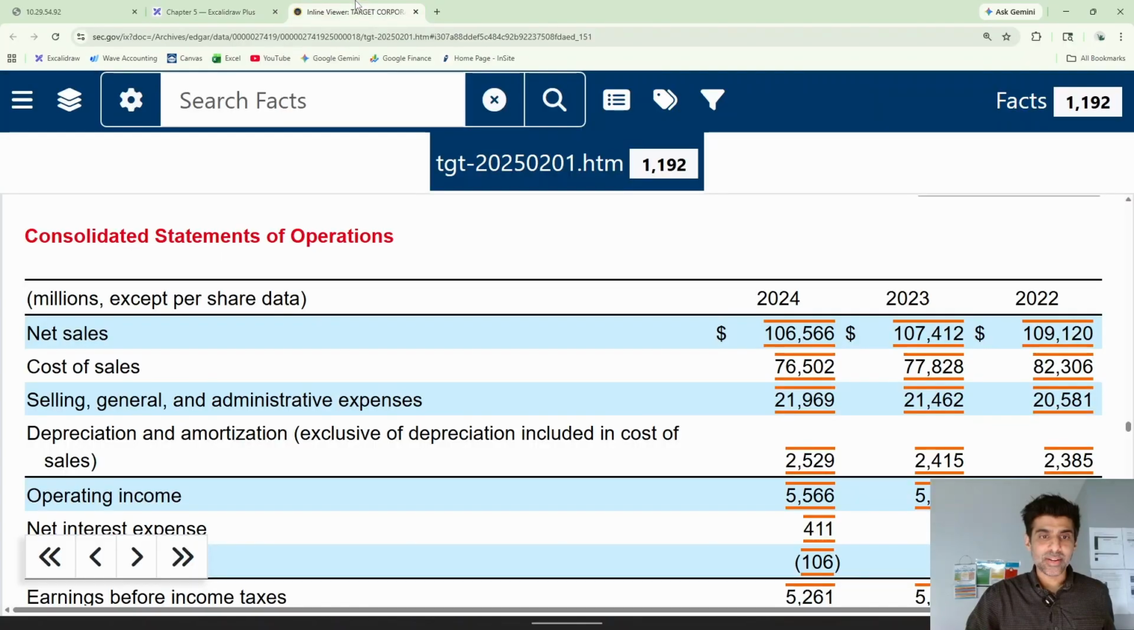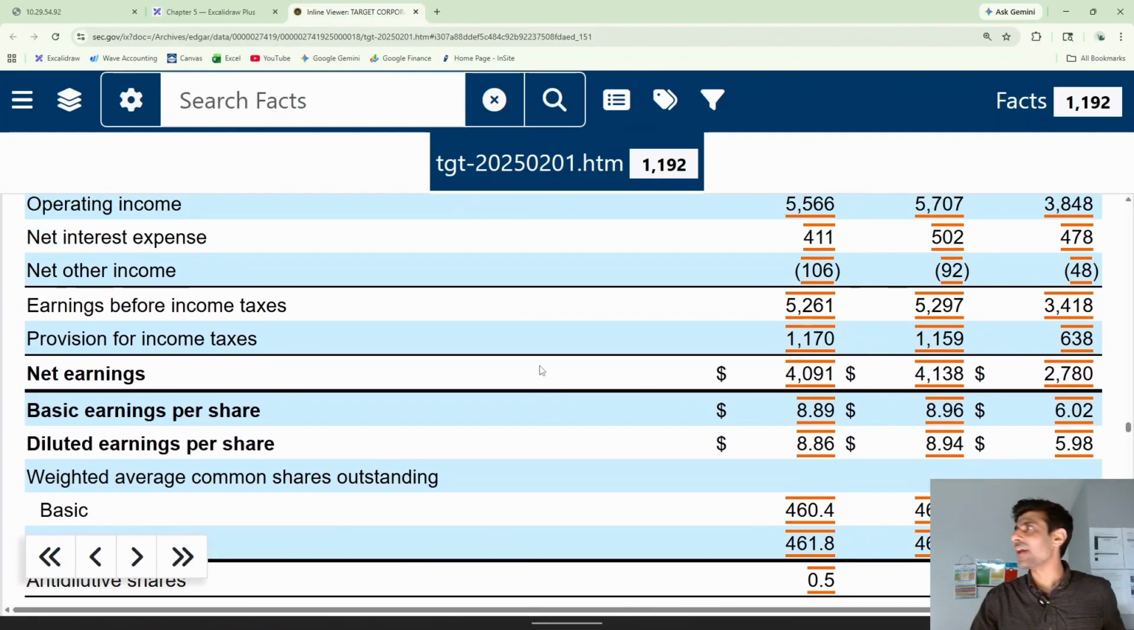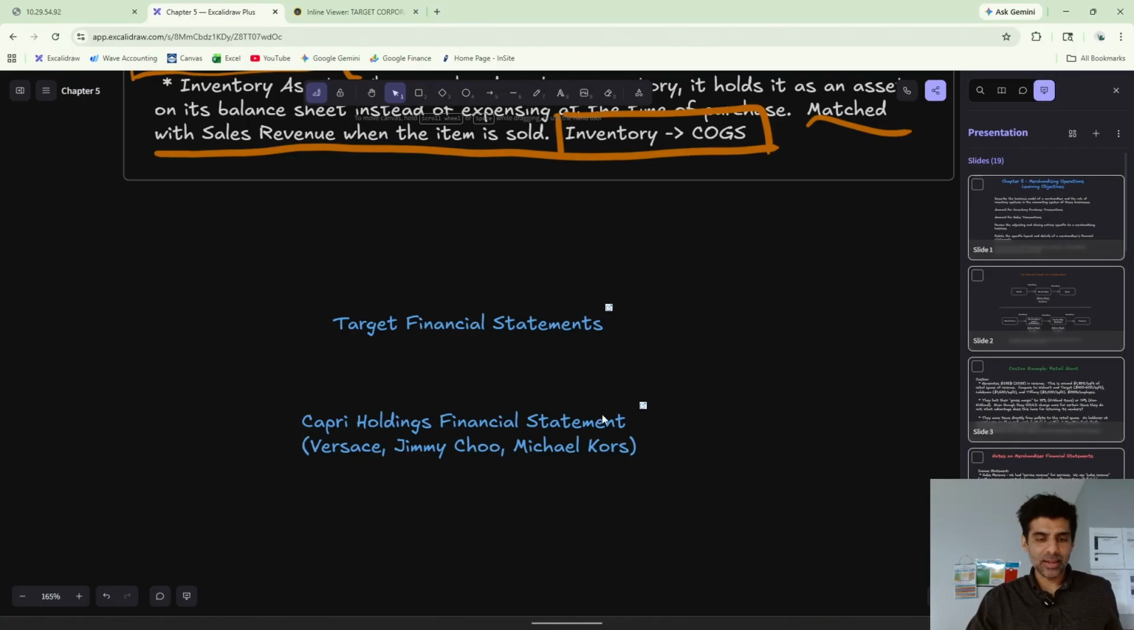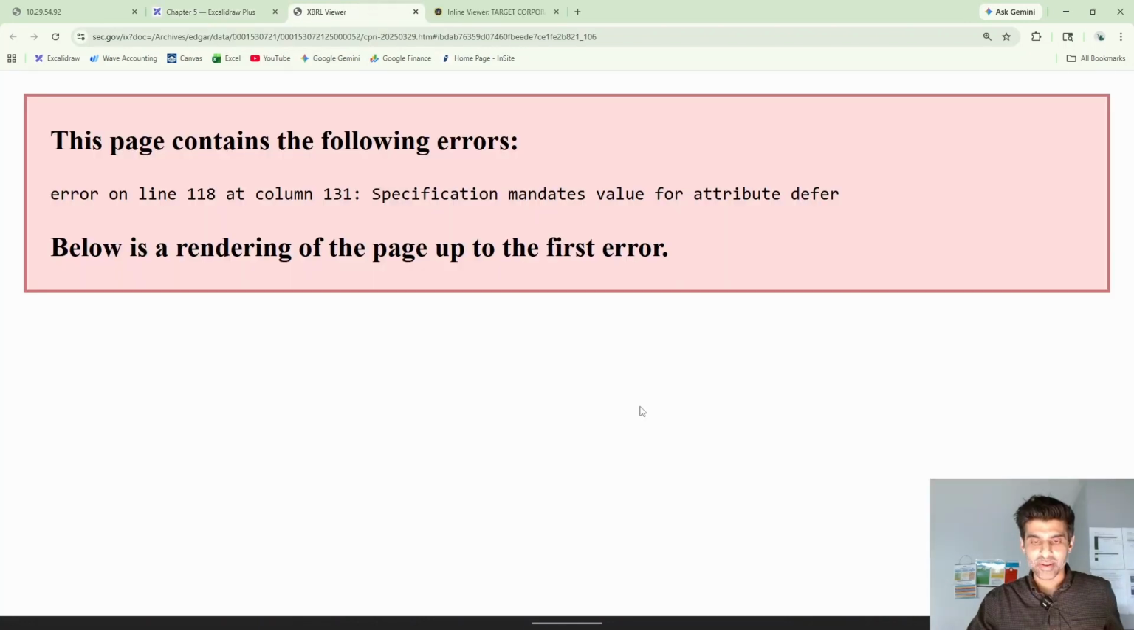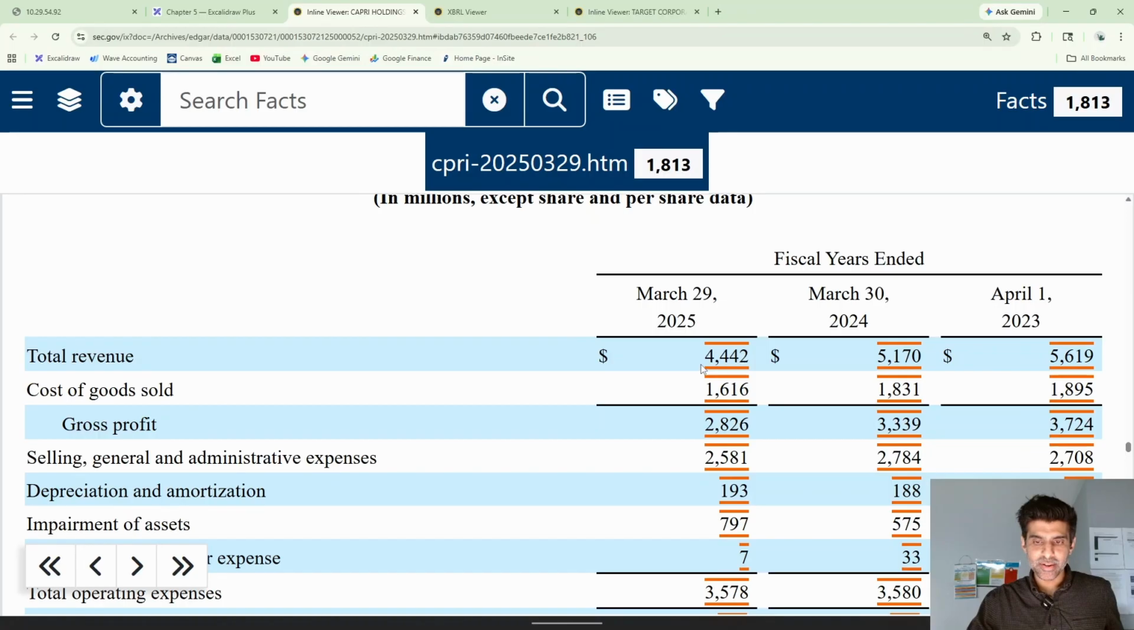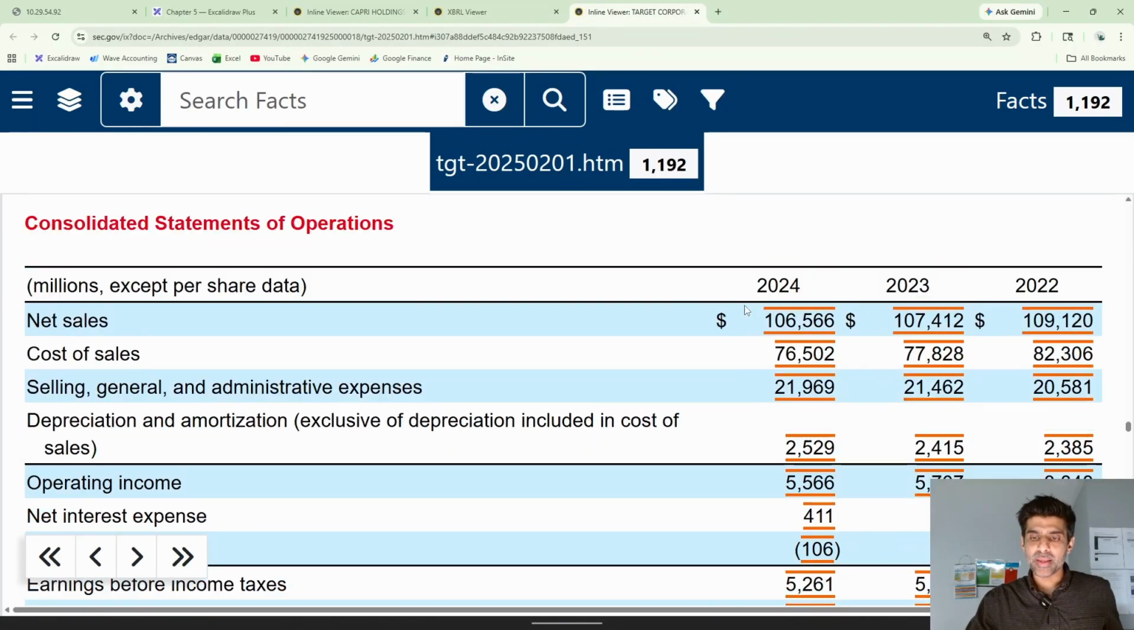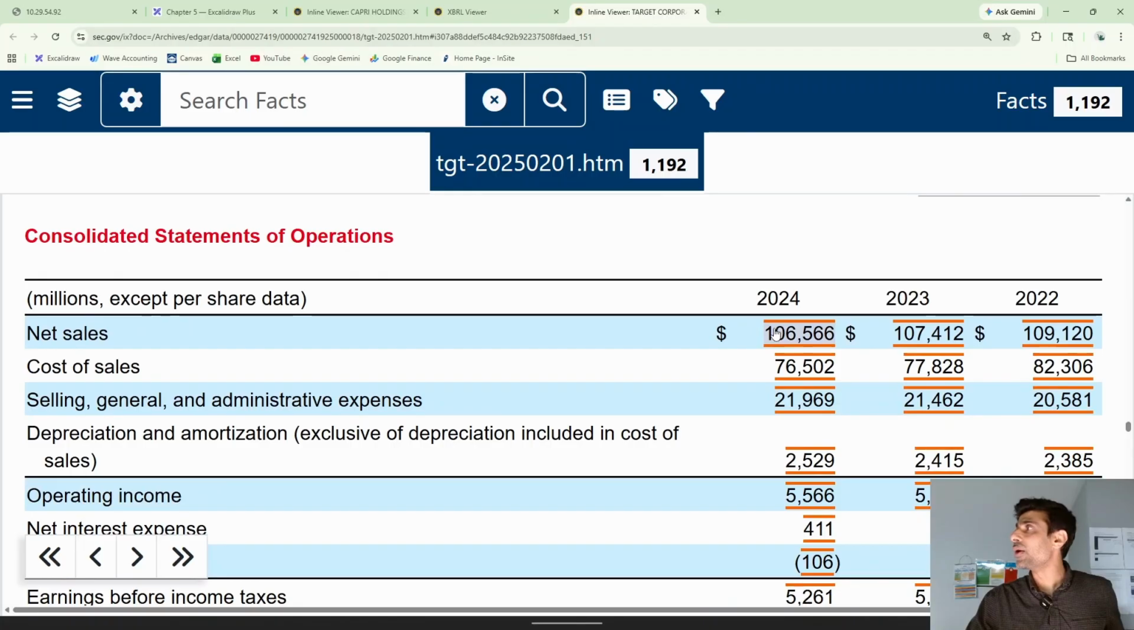Okay, so this is Target, right? This is a retailer, and they're just kind of everyday essentials. Let's look at Capri Holdings. This is for Versace. This is a luxury brand retailer. Let's see what theirs looks like. You can see here, the revenue is much lower. It's 4 billion. Their cost of goods sold is 1.6. So as a percentage, who's making more per dollar of sales? Who's making more money?